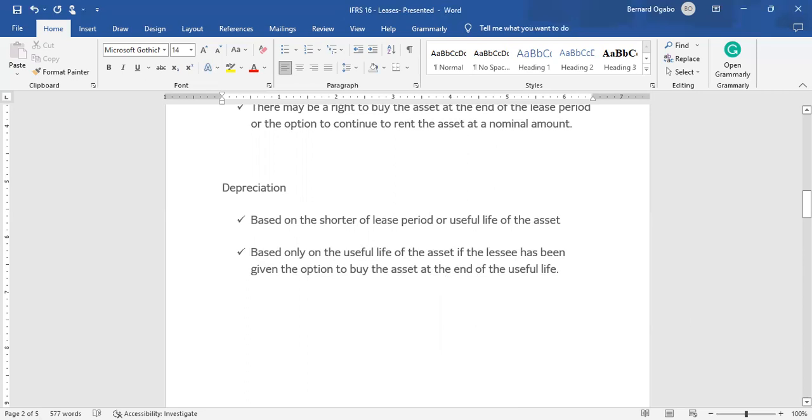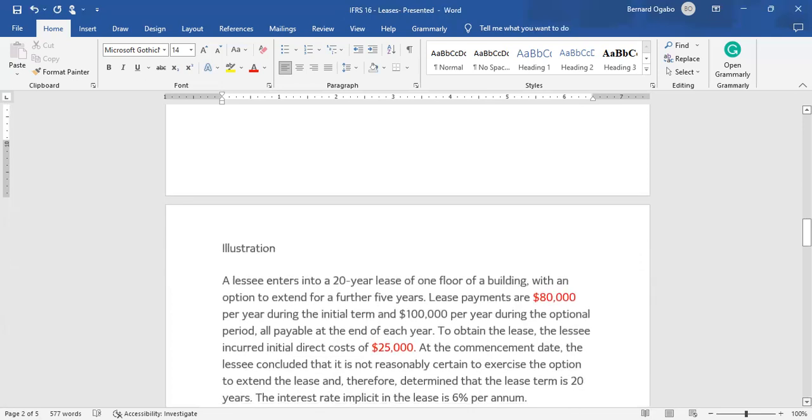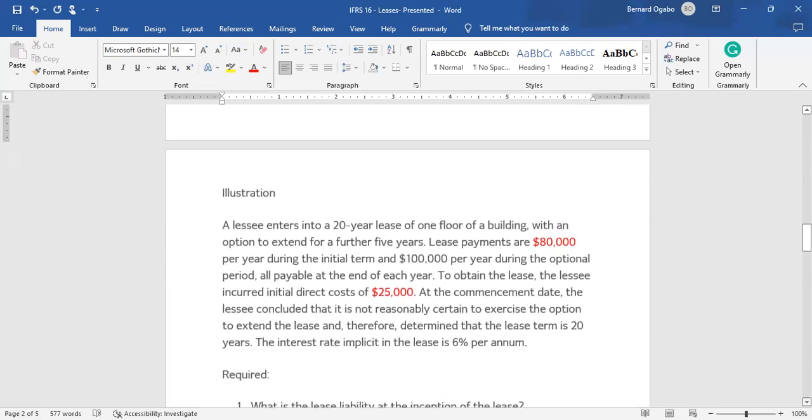So with all these theoretical backgrounds in mind, let's now go ahead and look at an illustration. A lessee enters into a 20 years lease of one floor of a building with an option to extend for a further 5 years. Lease payments are 80,000 per year during the initial term and 100,000 per year during the optional period, all payable at the end of each year. To obtain the lease, the lessee incurred initial direct cost of 25,000.